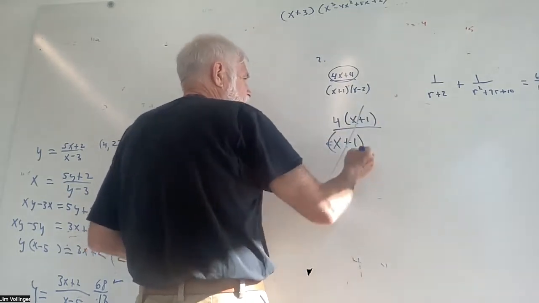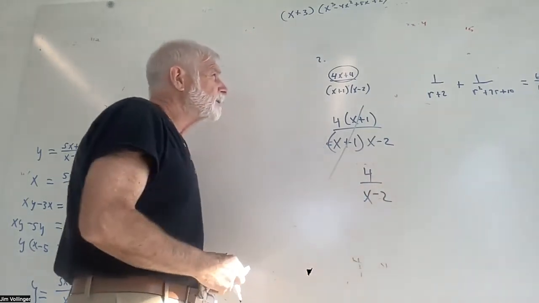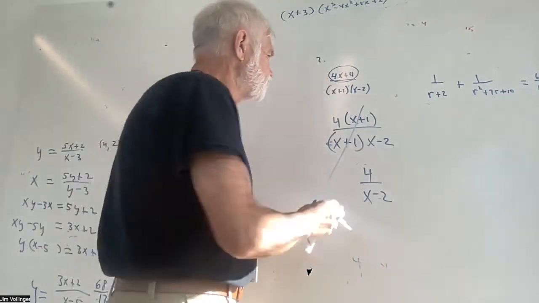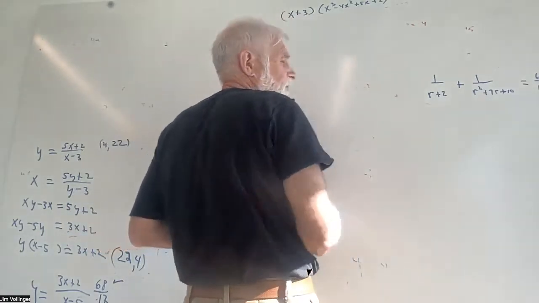Those are going to go right away. You got x minus 2. There's your 4 over x minus 2. All right. Same thing on the next problem. We'll do that in a second because we did do this last night. I forgot to do it.